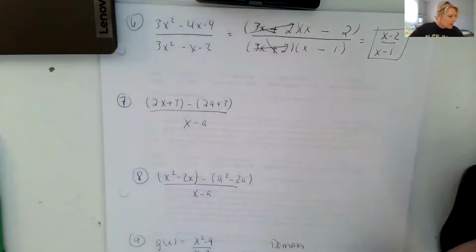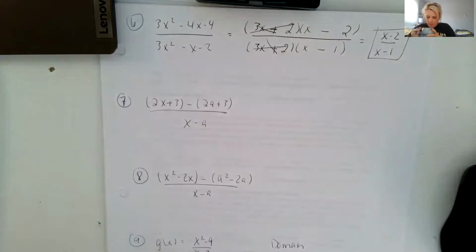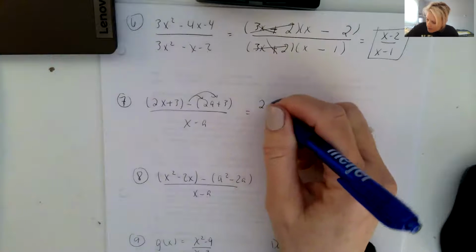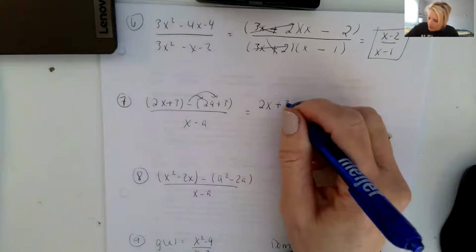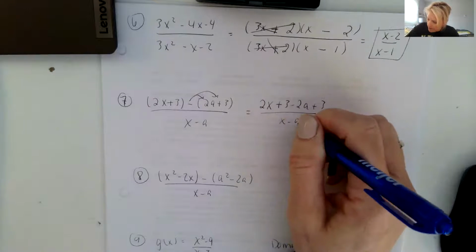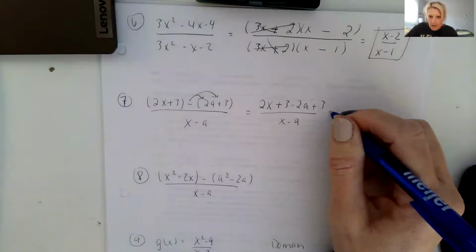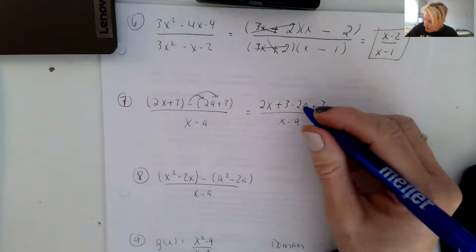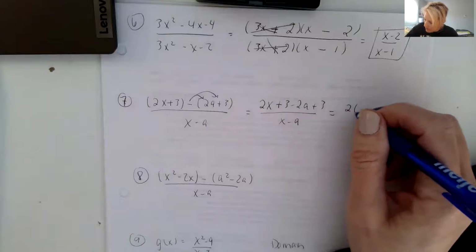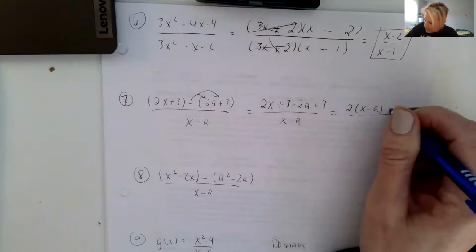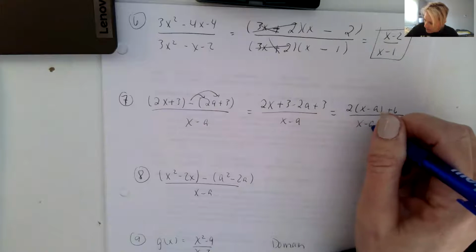Seven and 8 are asking us just to simplify each. So we're going to have 2x plus 3 minus 2a plus 3 over x minus a. We could factor out a 2 from these, and you have x minus a, and then you have this plus 6 on the end over x minus a.